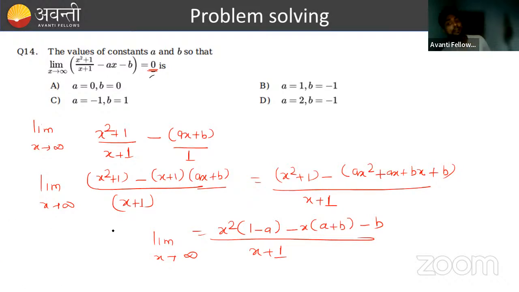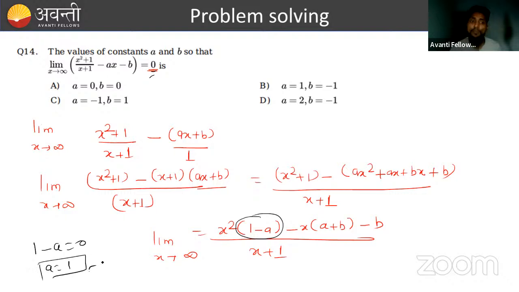So it means that if we want a finite answer, then the coefficient must be 0. 1 minus a must be 0, otherwise we can't find it. So 1 minus a equals 0, so a will become 1. From here that term will become 0. Now we are left with minus a plus b times x minus b divided by x plus 1, again with limit x tending to infinity.